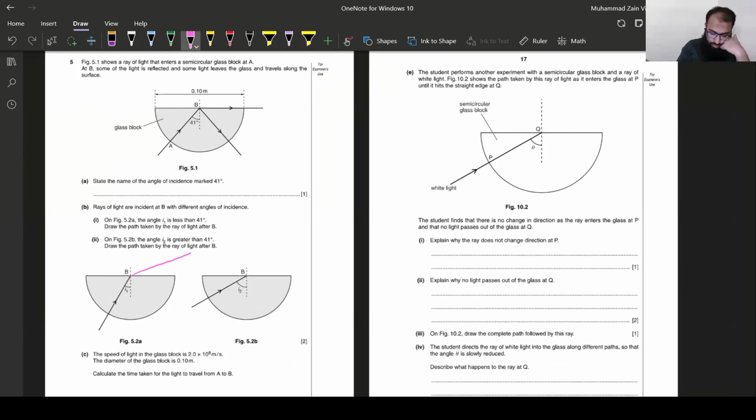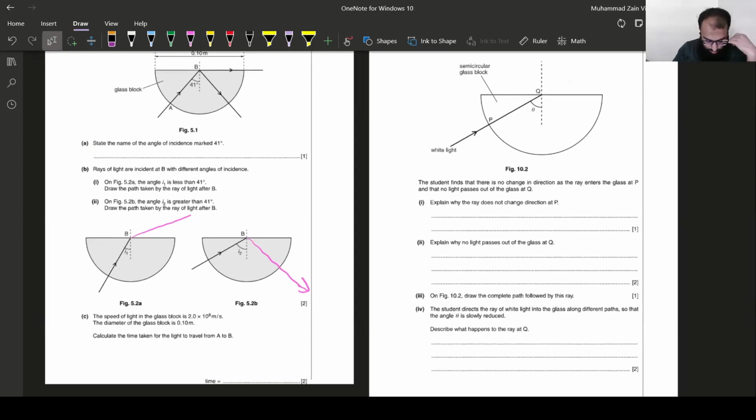The next part, where the angle of incidence I2 is greater than 41 degrees, is figure 5.2b. Obviously, if it's greater than 41 degrees, it's greater than the critical angle. So there would be internal reflection and light would go out like this.